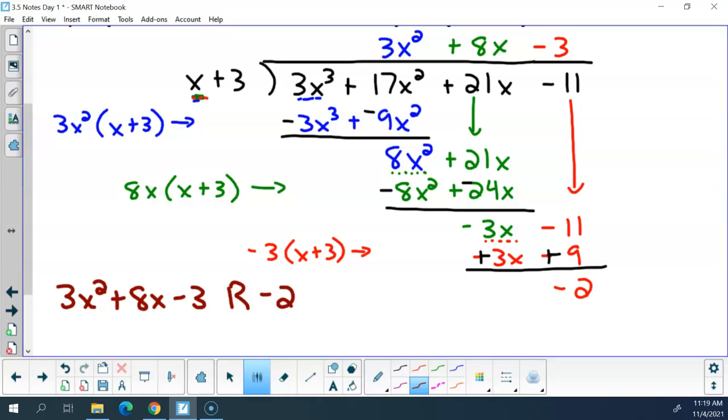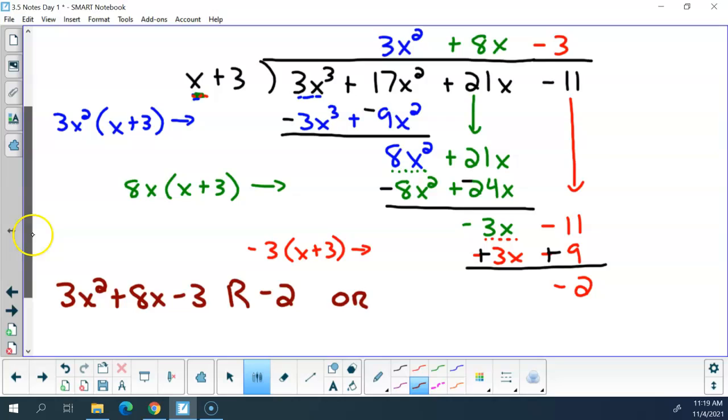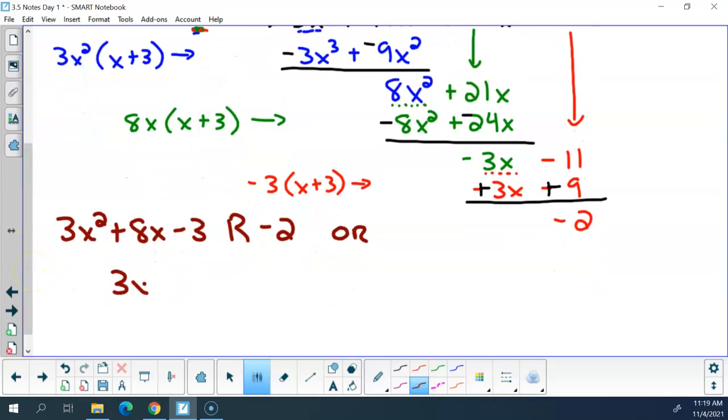Or, but because they're not the same. Here's why, and I'll show you in a minute. Or this would also be 3x squared plus 8x minus 3 plus negative 2 over x plus 3. So it's not just negative 2 there. It's negative 2 over x plus 3.